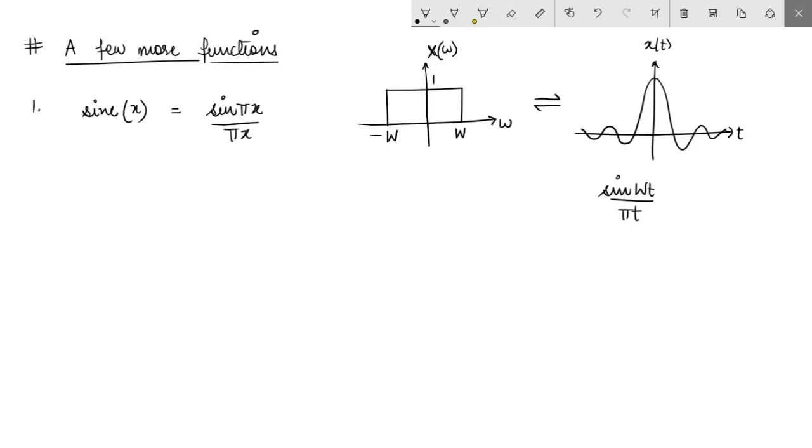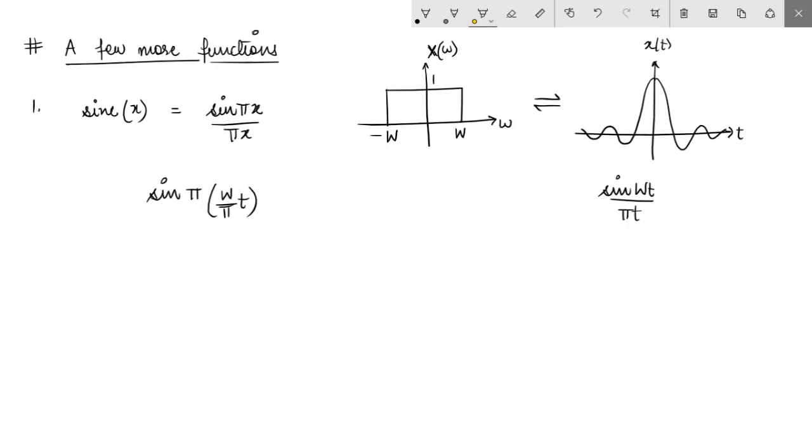Now if I ask you to define sine wt by pi t as sinc of some argument, that means you want to write sine wt upon pi t in the form of sine pi something upon pi something, and then that something would be the argument of your sinc function. In order to do that, we would have to rewrite the numerator to bring pi into the picture. So I can write it as sine pi w t by pi t, multiplying and dividing by pi.